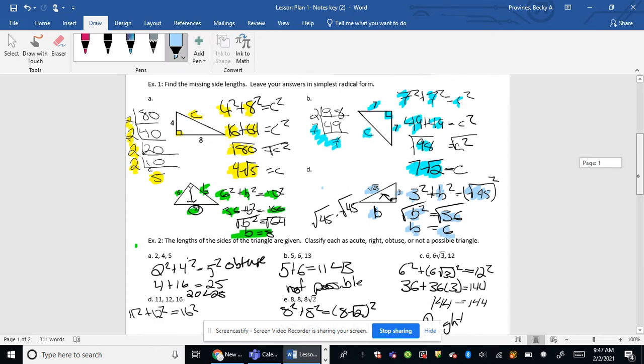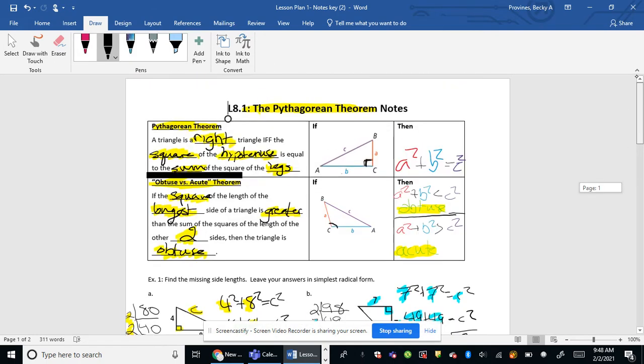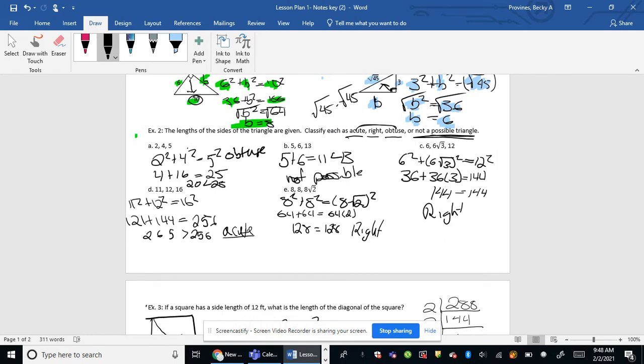All right. Now let's talk about what kind of triangle we might have if we are given 3 side lengths. So our options are that the triangle is acute, right, obtuse, or not a possible triangle. And we'll talk about why it would be not possible in a minute. So acute and obtuse, that's going to be from that acute versus obtuse theorem from up here, and then a right triangle will be Pythagorean theorem.